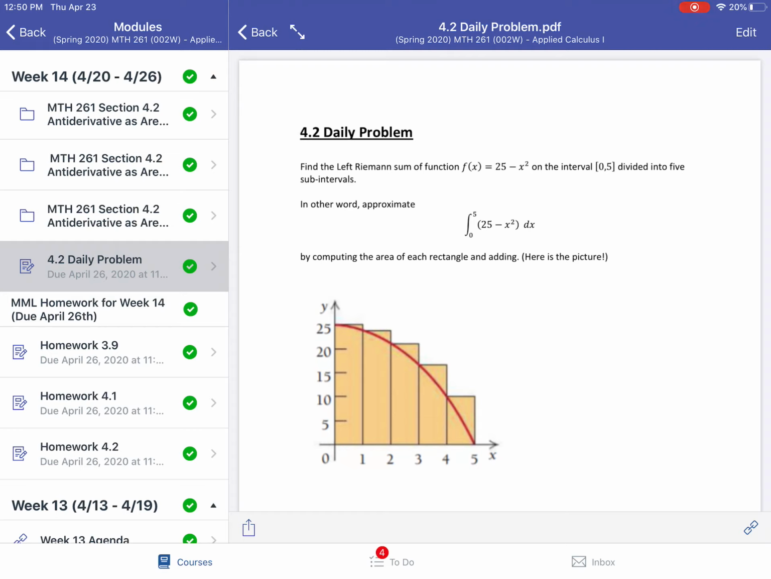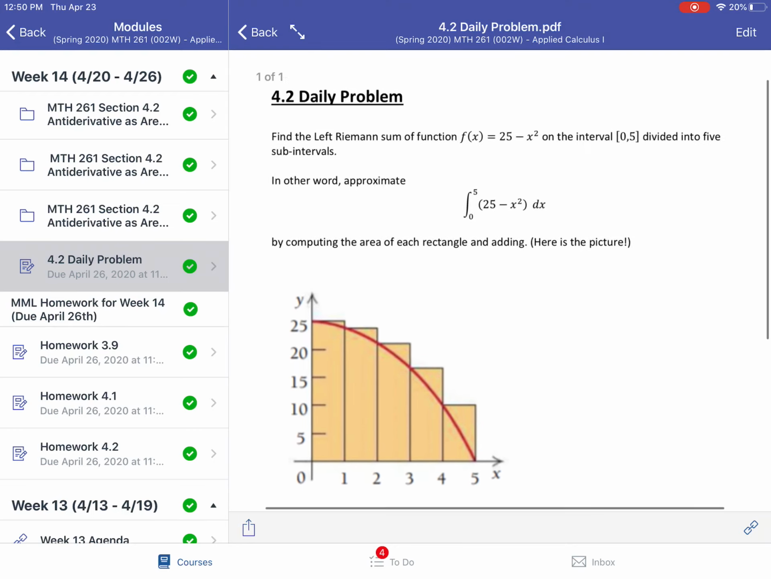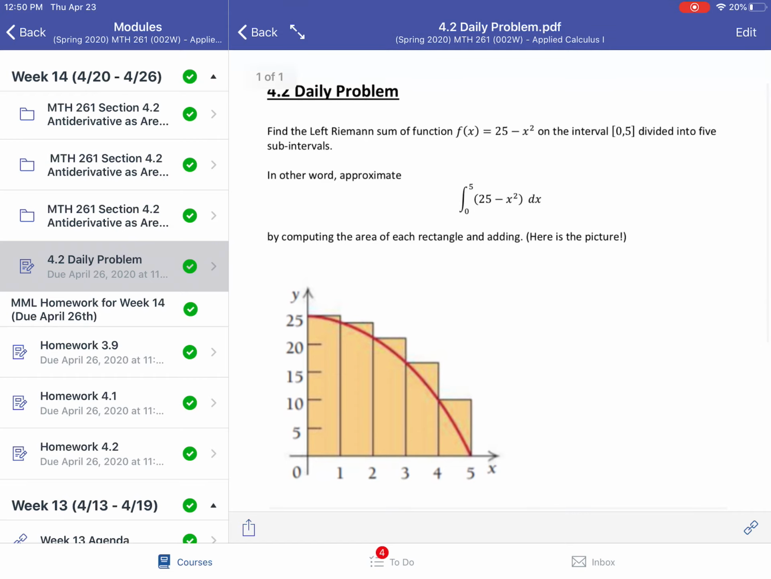So for the daily problem for section 4.2, I'm giving you this one. Find the left Riemann sum of the function f of x equals 25 minus x squared on the interval 0 to 5, divided into 5 subintervals. Now, this will be kind of challenging if you don't have a picture, but this is the first time I was trying this. So I'm going to give you what we are really doing.